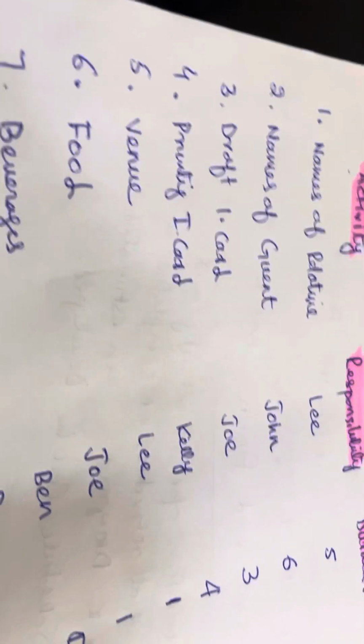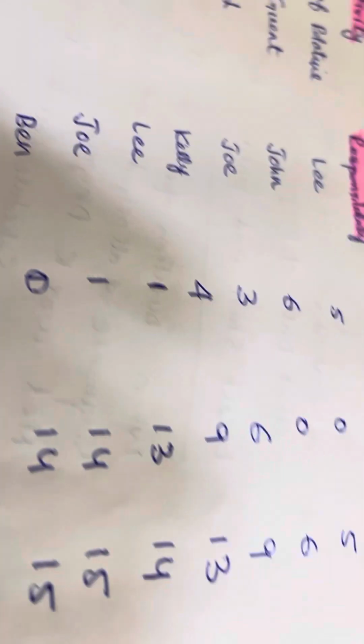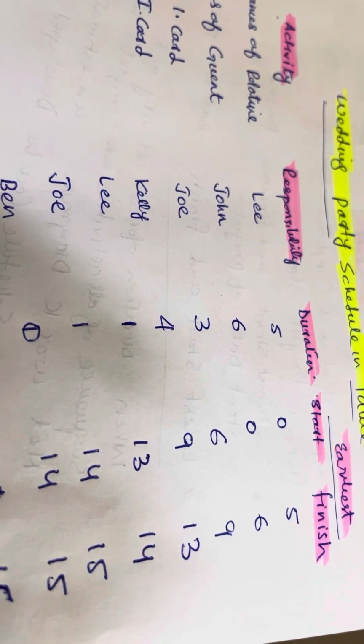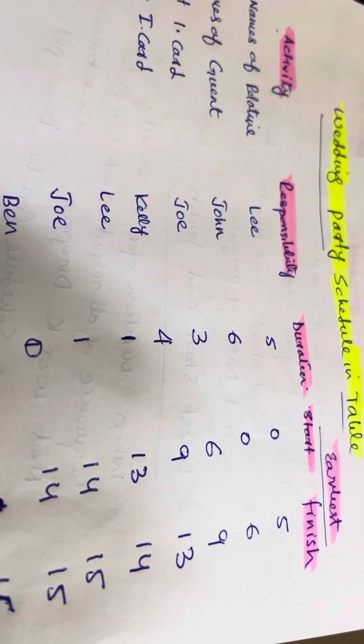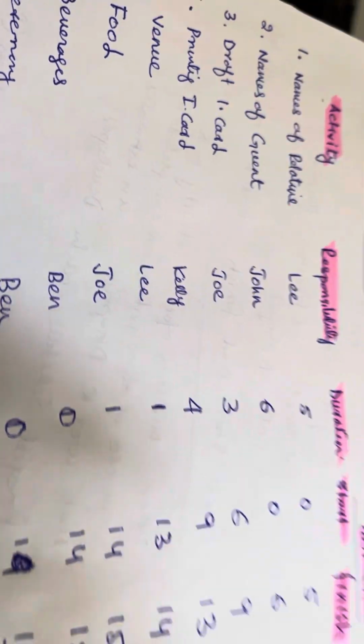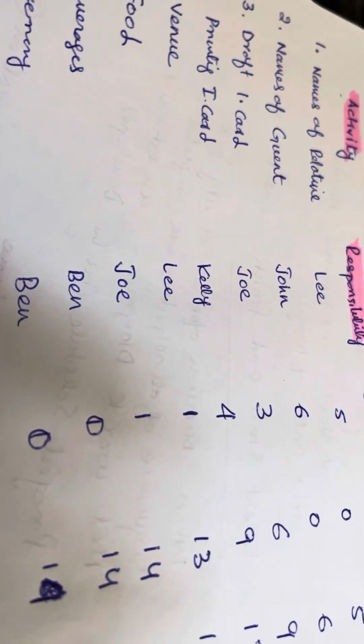So 13. Next is venue or the hall. Joe is responsible, and Joe can do it in 1 day. So it's in sequence. Here 14 plus 1 is 15. So the earliest start for the venue, where Joe will go and talk to the people to get the venue or the marriage hall, is 1 day, and it starts on day 14 of the project, plus 1 is 15 days. So the earliest start is 14, and the earliest finish is 15.